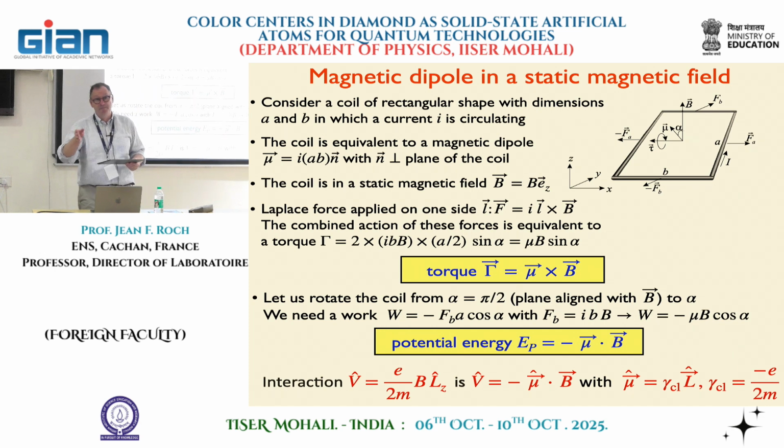If I take a compass, the compass will take the direction of the magnetic field. And this is just the influence of this torque. Now I can show easily that the torque here derives somehow from a potential energy. So if I need to change the angle of the plane of the coil, I need some work to do that.